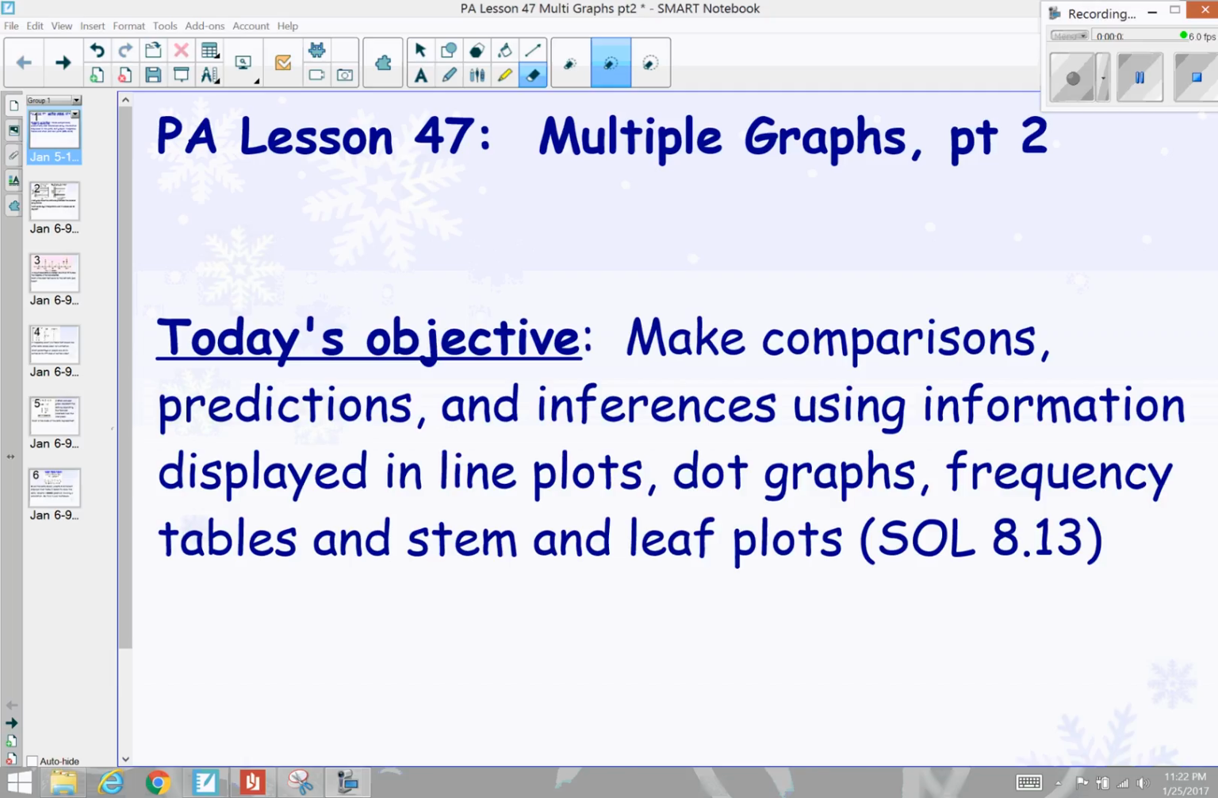Welcome back. This is Pre-Algebra Lesson 47, Multiple Graphs Part 2. Today we're going to be talking about how we can make predictions and inferences on different graphs, including line plots, dot graphs, frequency tables, and stem-and-leaf plots. So let's look at some of these.